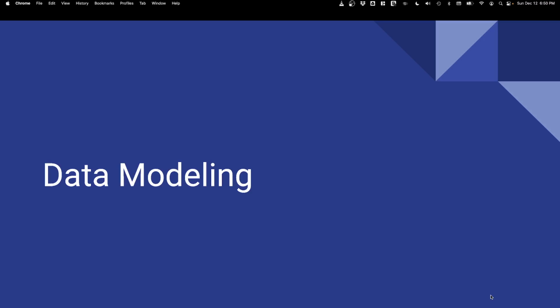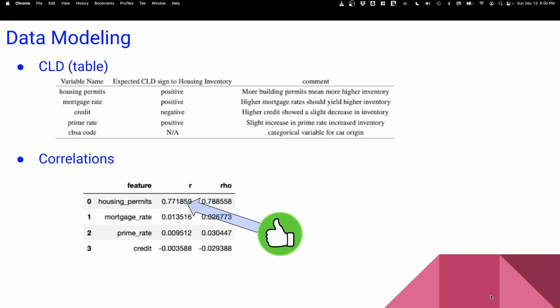Let's go into the actual data modeling now. So to start off, a causal loop diagram. Agreed, this isn't a diagram, this is just a table. Kind of thinking through things, we'd expect a positive relationship between the number of permits issued and the housing inventory. Similar on the mortgage rate. Credit on the other side, we think that would probably be negative because as more credit goes up, people have less money to apply to mortgages. And then on the prime rate, similar to mortgage rate, I think that would probably have a positive relationship.